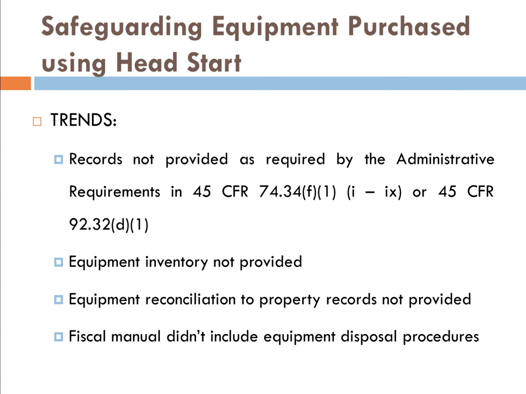The reconciliation to the property records, which means the inventory has to be compared to the records listed in the first bullet. And your fiscal manual must include disposal procedures, because it may come a day that the equipment may have to be disposed of, so you're going to follow your disposal procedures. Normally disposal procedures may be found in your procurement procedures, because when you dispose of equipment that's been charged in whole or in part to the contract, as well as the federal grant, you want to maximize the return on the property being disposed of, so that will be done through a procurement.